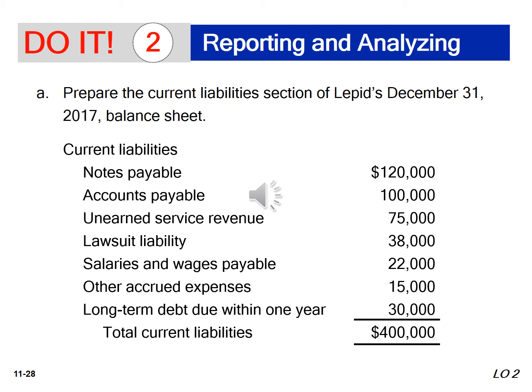For the first requirement, as you can see, we're going to prepare the current liabilities section of Lipid Company as of December 31st, 2017. And the current liabilities here would include the current portion of the notes payable and accounts payable, unearned service revenue of 75,000, the lawsuit liability, because we said that it is probable and the amount could be estimated, salaries and wages payable, other accrued expenses, and long-term debt due within 1 year, so the current portion of the long-term financial obligation. And as you can see, this gives us a total current liabilities of 400,000, which can help us in solving the second requirement of this question.